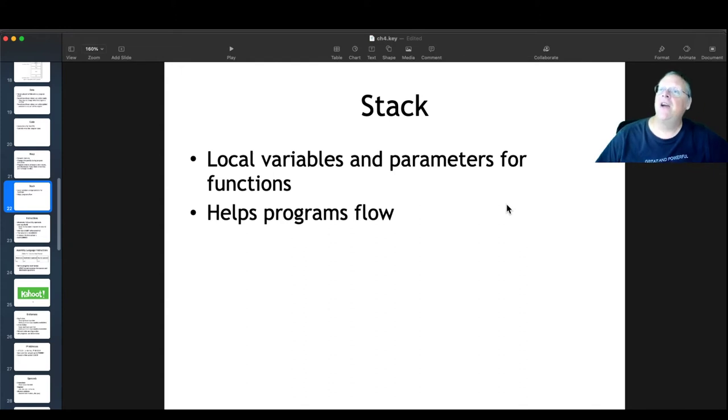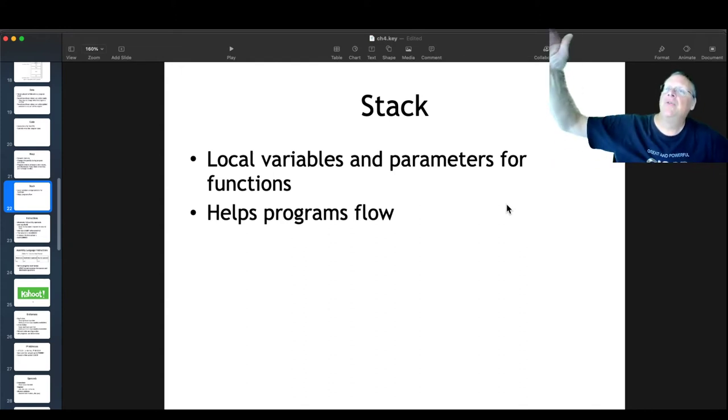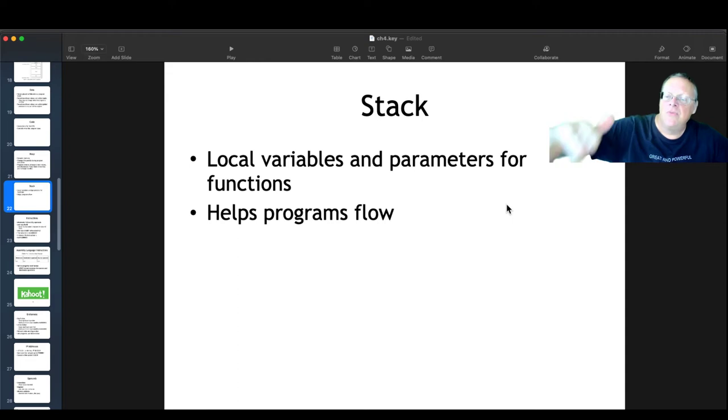It's how you find your way back from where you are, because you're in a routine within a routine within a routine, like 30 or 60 levels deep typically. And when you're done processing one routine, you want to quit doing that and go back to the parent routine and process code up there. And the stack is how you organize all that.